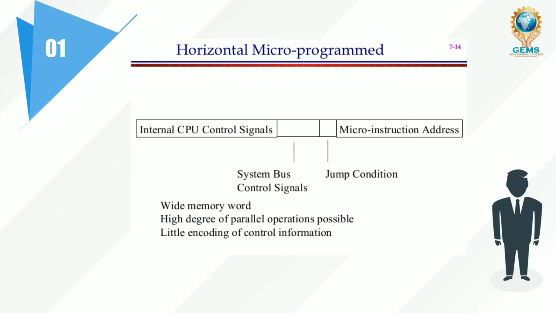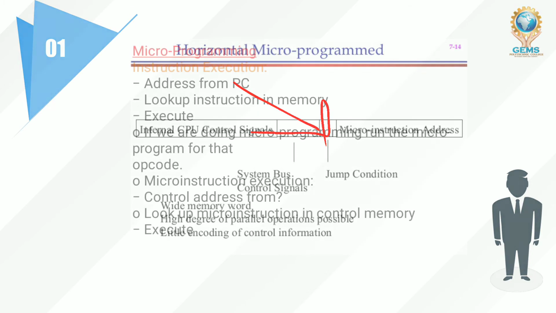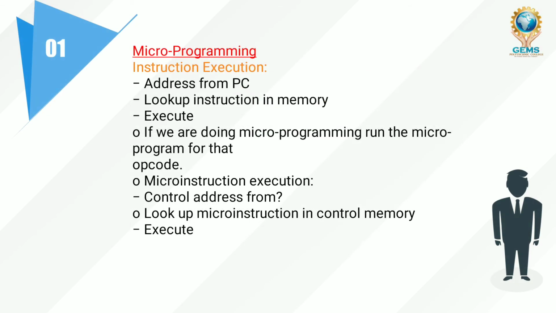Again, this indicates a horizontal microprogramming instruction. It will perform many operations simultaneously. So this is about the types of micro instructions: one is horizontal, the second is vertical. So how will microprogram instructions execute? Till now I have covered micro instructions, the definition of micro instruction, where we are using micro instructions, and where micro instructions are stored and controlled.